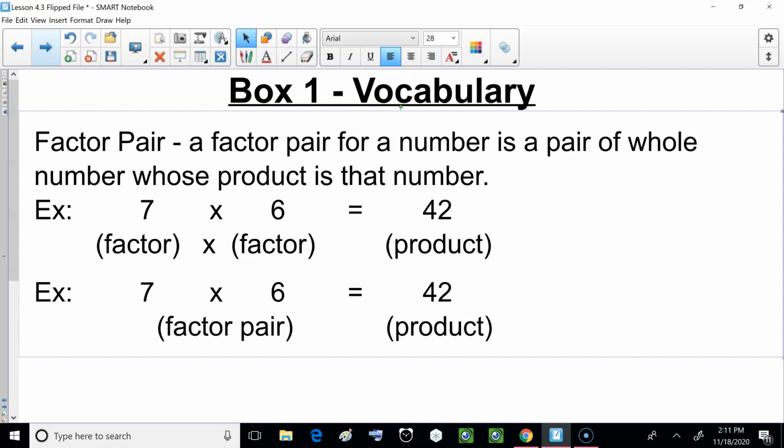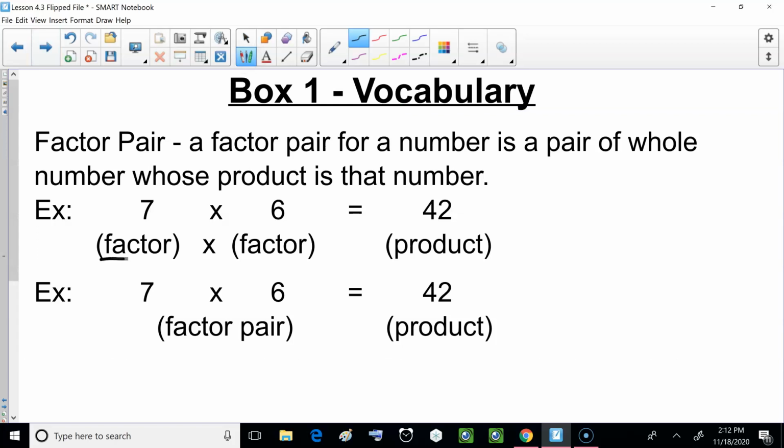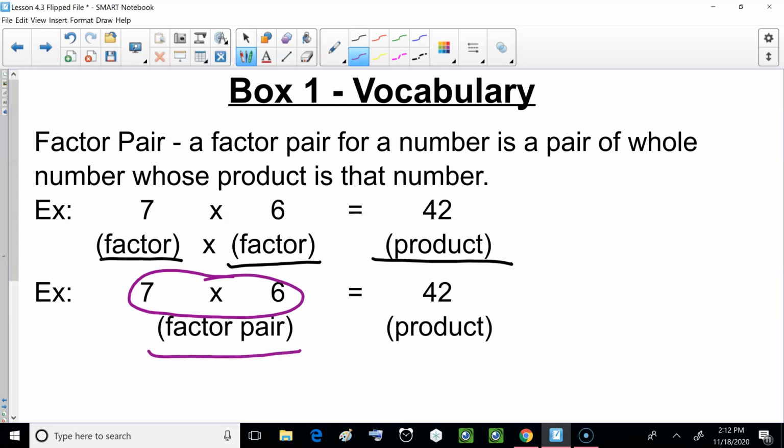So one thing you might hear too is a factor pair. What is a factor pair? A factor pair for a number is a pair of whole numbers whose product is that number. So notice 7 is a factor, times 6 is another factor. The product is 42. So 7 times 6 is the factor pair, which gets you to that product. That'll be important when we start learning about finding factor pairs for multiplication problems.